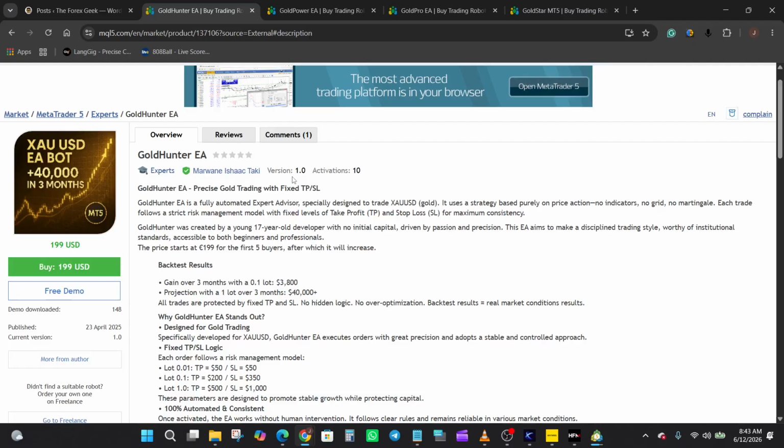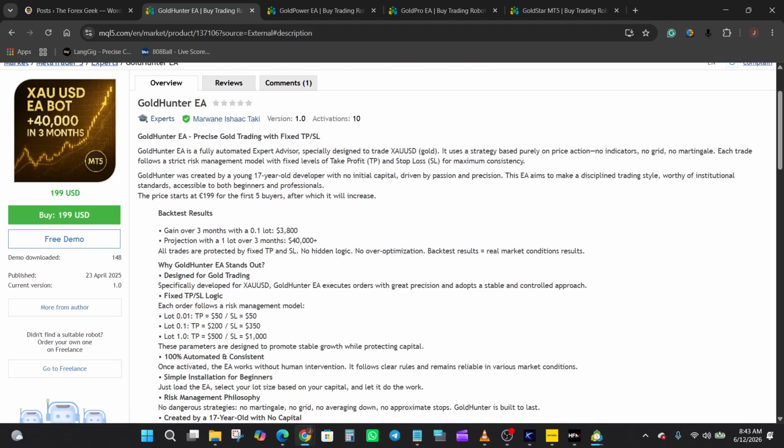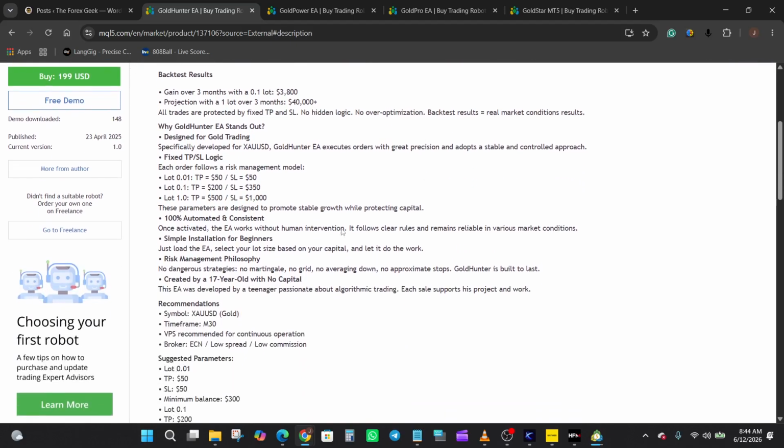The developer describes it as a fully automated gold trading system built around price action rather than indicator-based trading. One thing that immediately stands out on the product page is the emphasis on simplicity and discipline, with the developer highlighting that the EA does not use martingale, grid trading, or averaging down techniques. Looking further into the information provided, GoldHunter EA is designed exclusively for XAUUSD and the recommended time frame is M30.